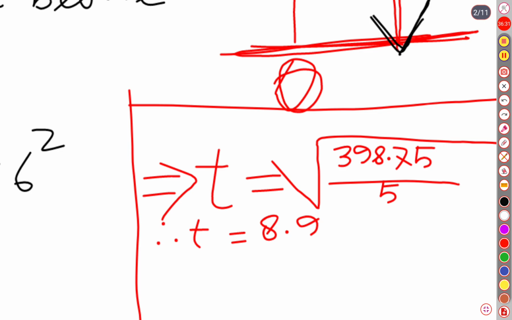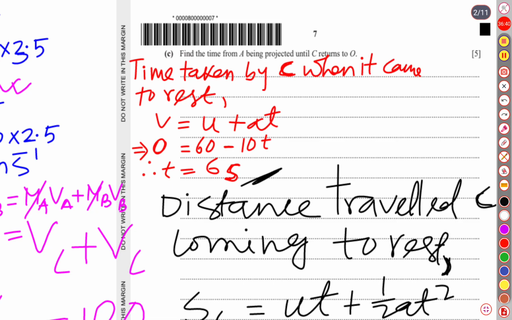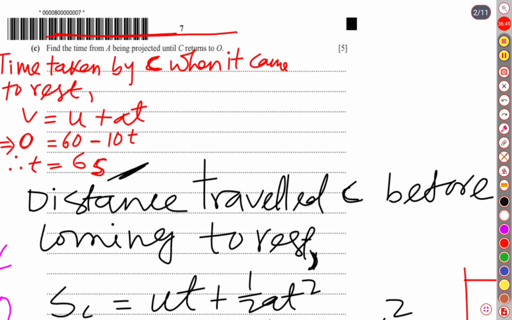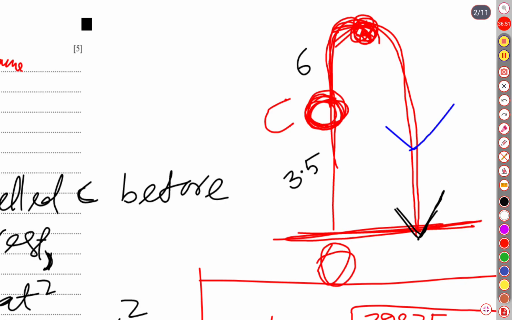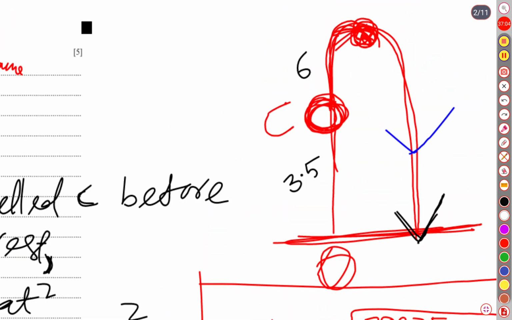Now we will go back to the question. What did the question tell us to find? The question has told us to find the time taken from A being projected until C returns to O. Let us see what is the total time. First, it took 3.5 seconds before collision. After collision, when it reached the maximum height, it took 6 seconds. Now we have found that it took 8.9 seconds to come down to the ground. So it is 8.9 seconds.